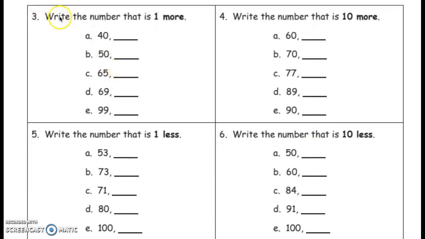Number 3, write the number that is 1 more. So each of these numbers are different. For each number, you're going to write what is 1 more. So letter A, what's 1 more than 40? Write it on the line. Letter B, what's 1 more than 50? Write that on the line. And continue with these 3. Pause the video if you need to.